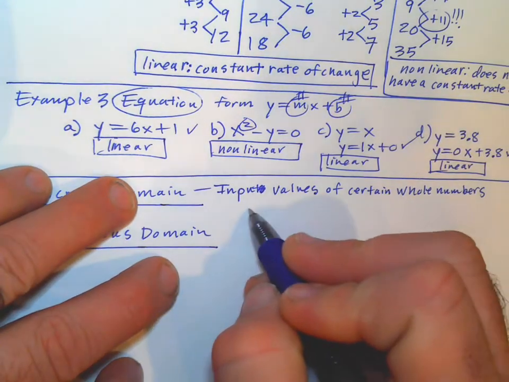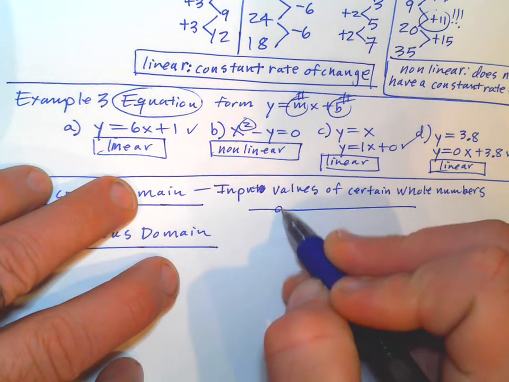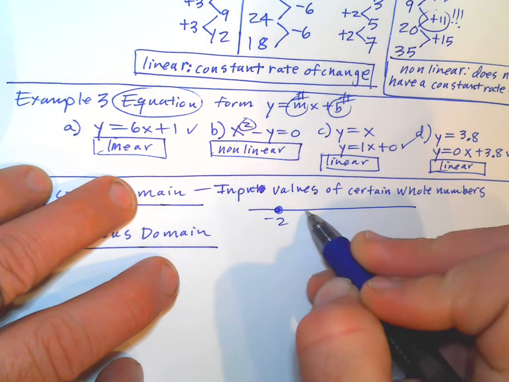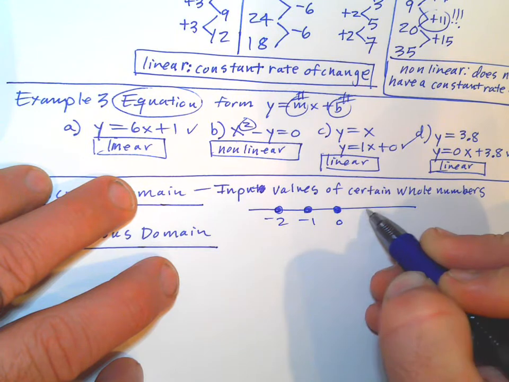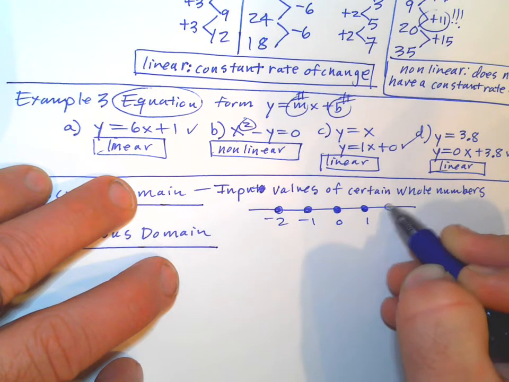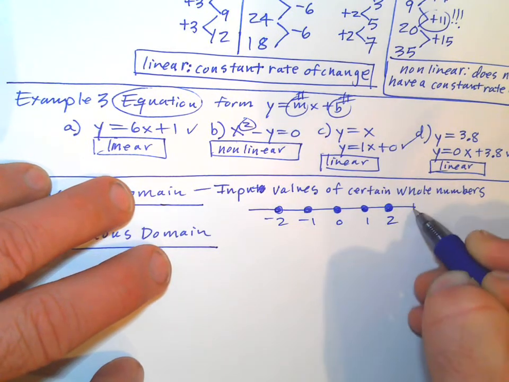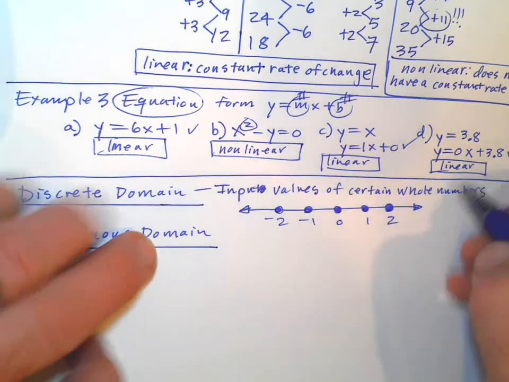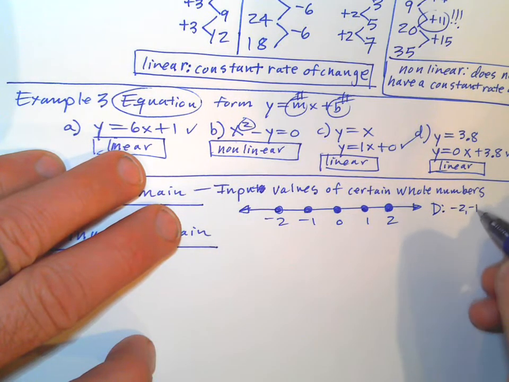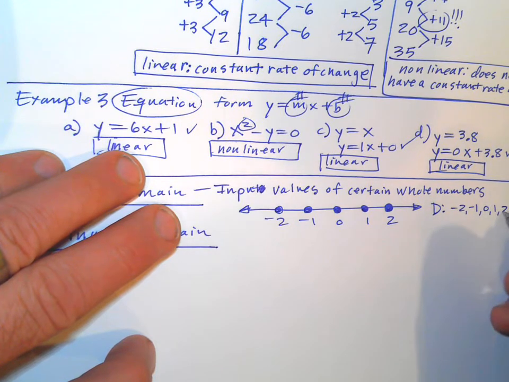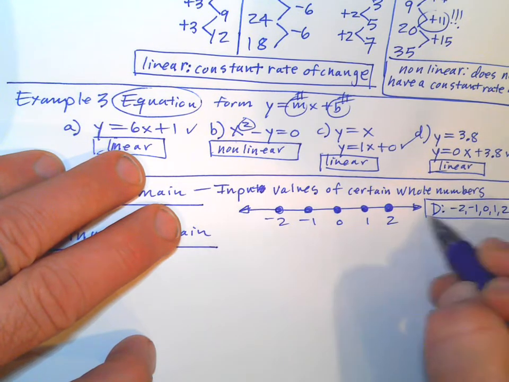So what it would look like if we were to graph it, for instance, maybe not the boxes of cereal, but just a discrete domain, is you just have these single dots. That's the only values, okay? So the domain of this would be -2, -1, 0, 1, and 2. Like that would be the domain of that. That's how we'd write it.